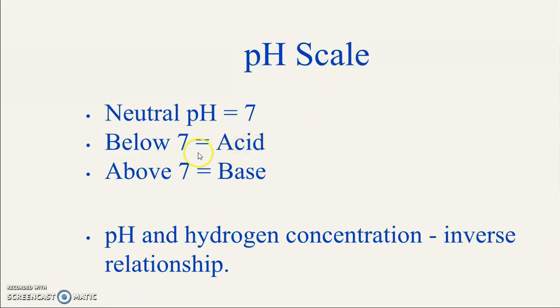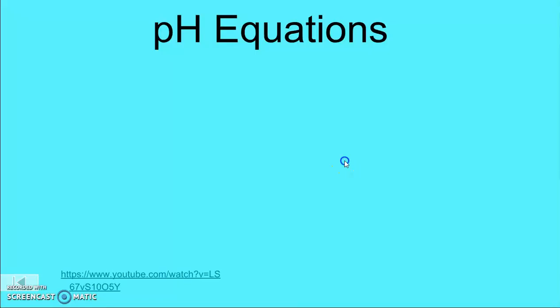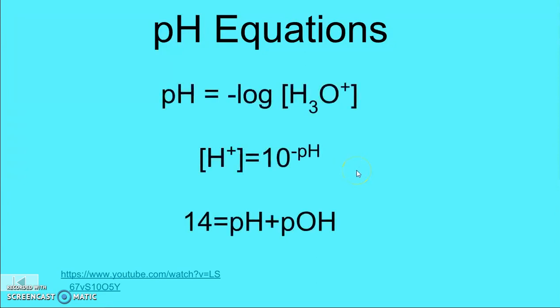We think of acids as being a low pH but a lot of hydrogen, so high hydrogen. Bases have a high pH but low hydrogen. So that is that inverse relationship. So here are some basic pH equations, and these are the equations that you are going to need. So we're going to do some practice problems.